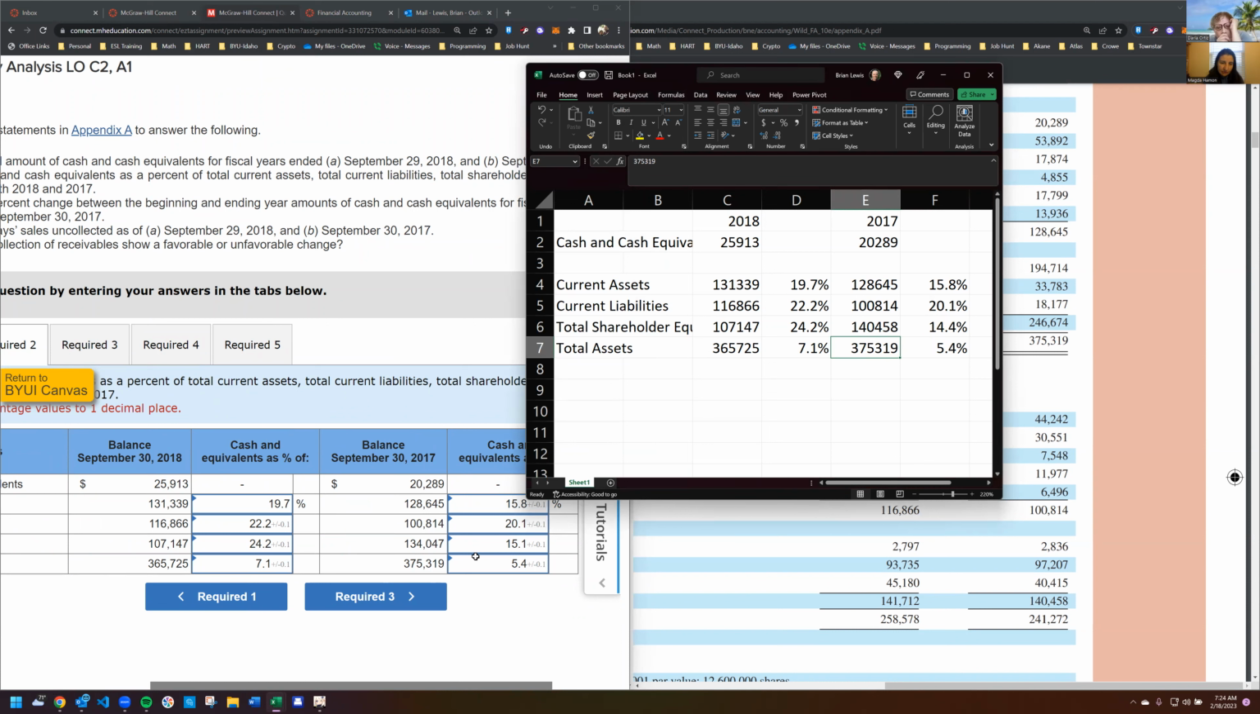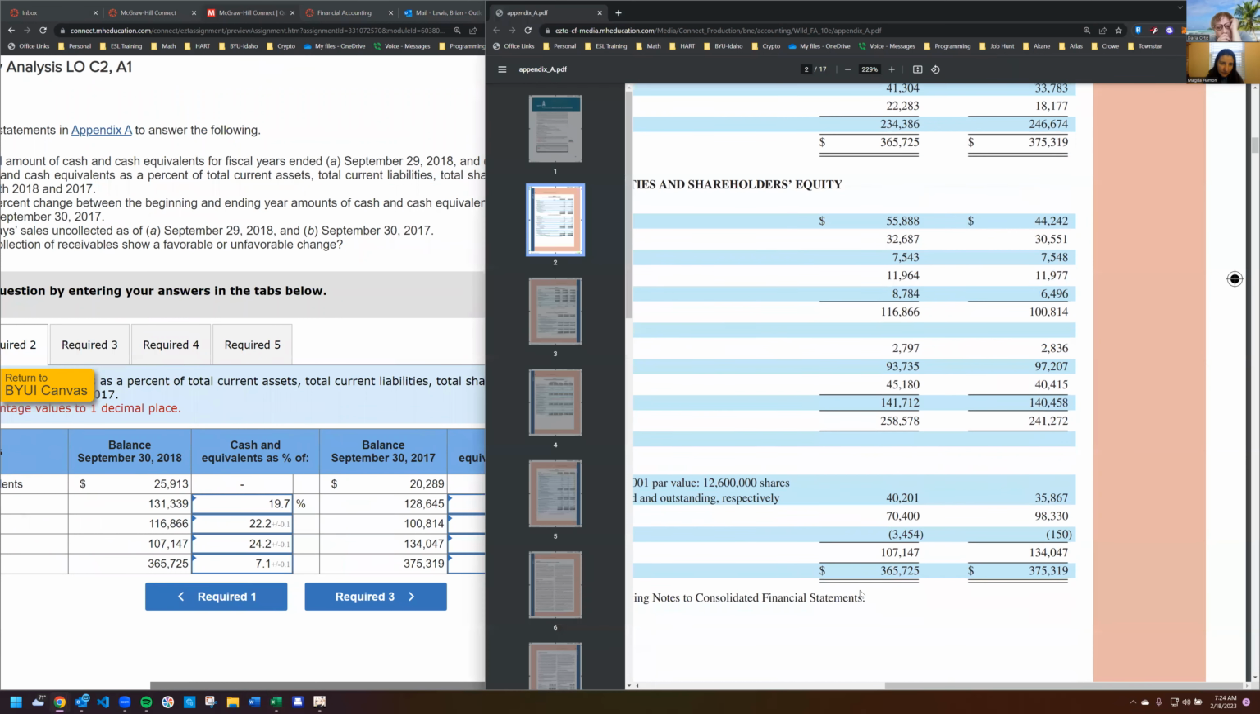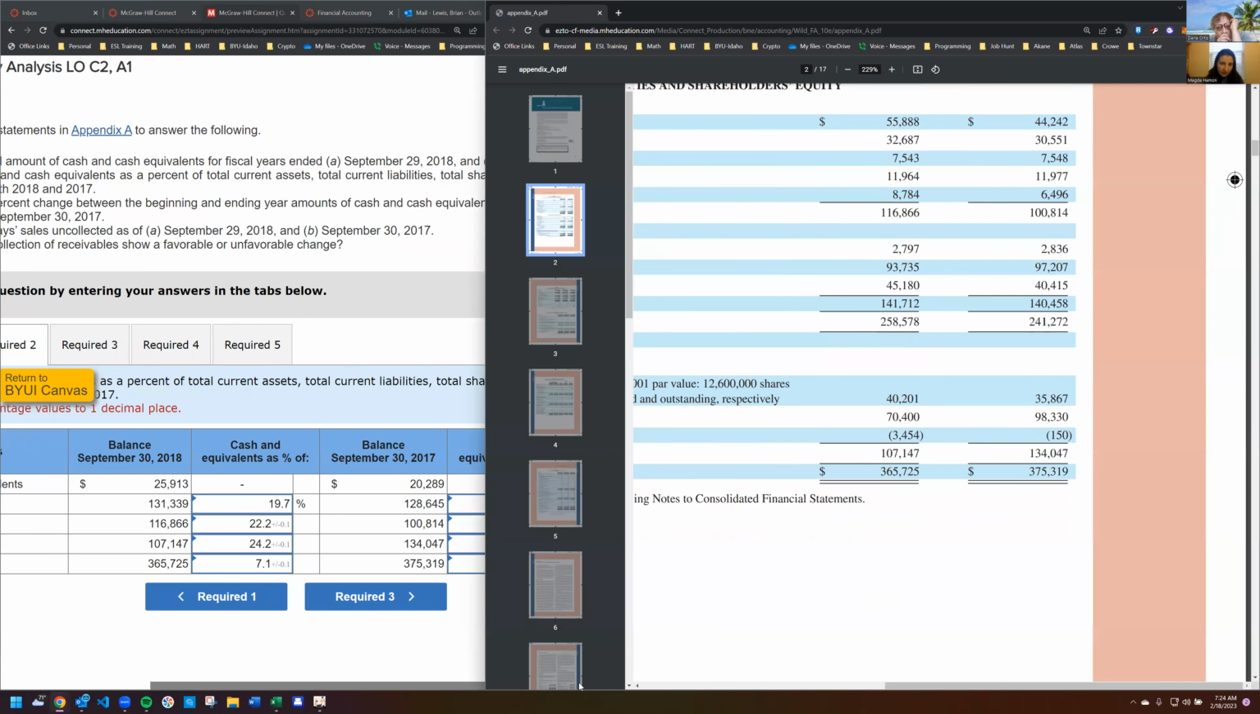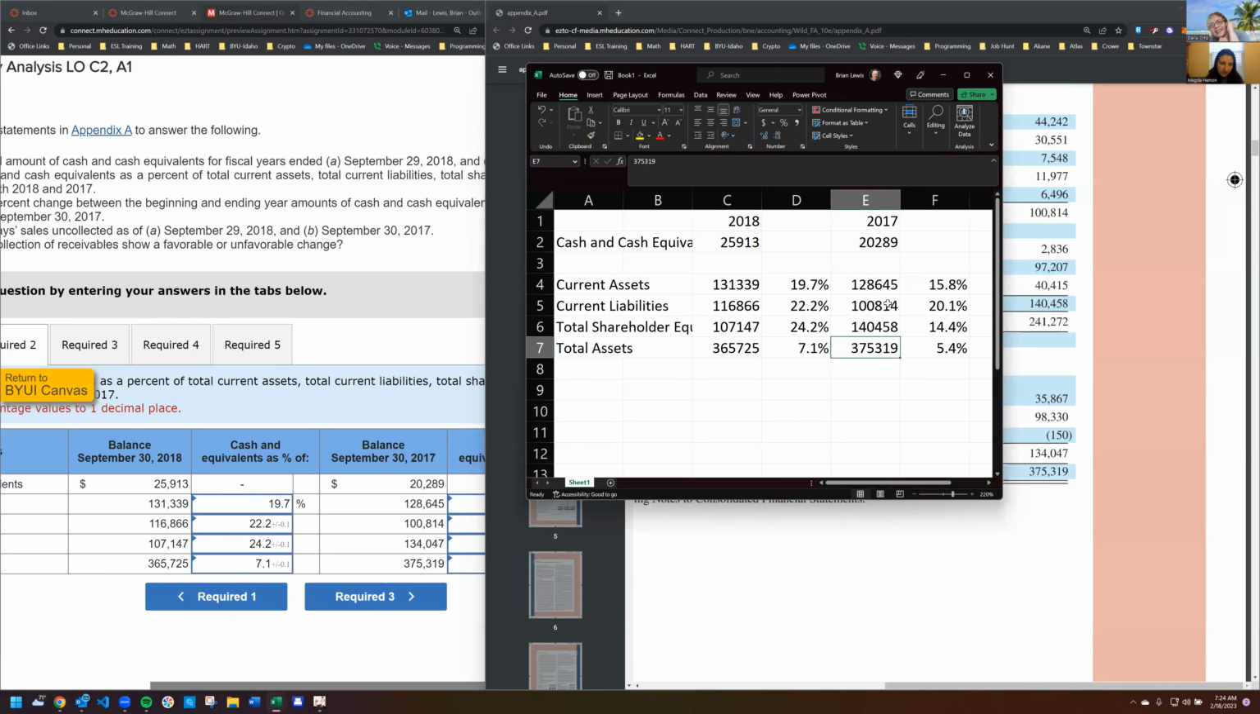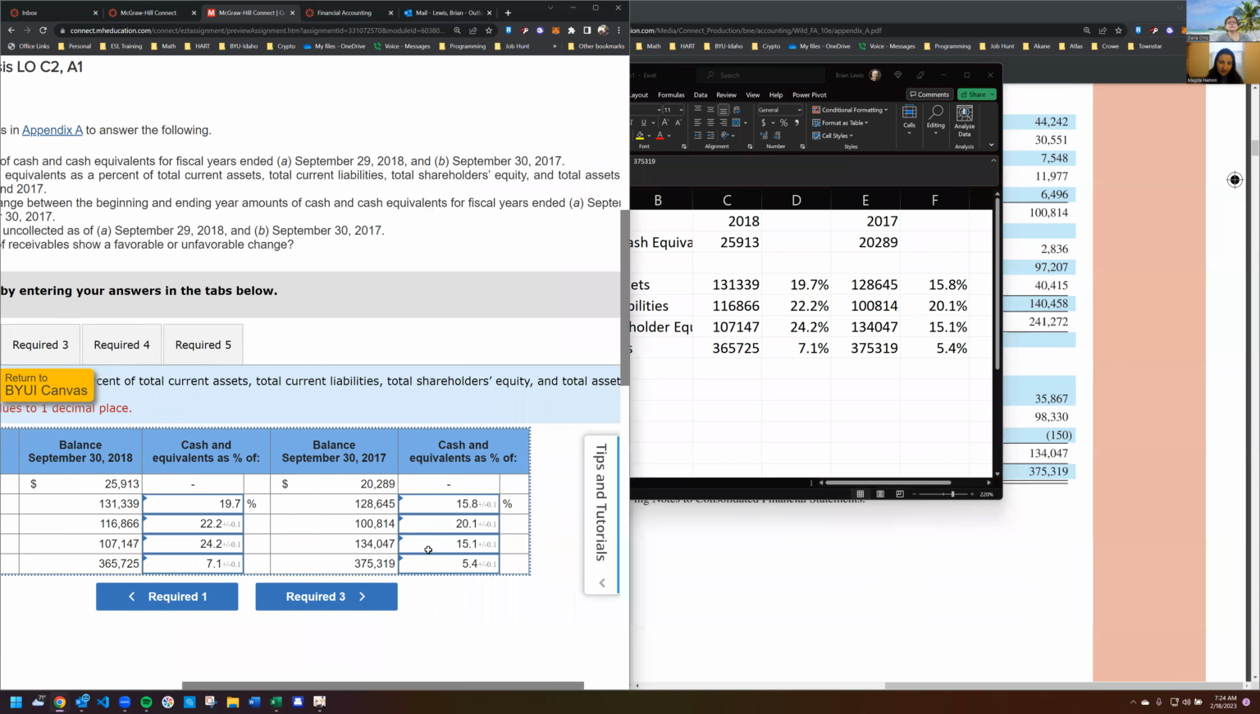14.4. Where did I get that wrong? Total shareholder equity. I must have gotten that wrong. 107. Oh, I didn't go down far enough. Sorry, my bad. That's what happens when you do this too fast. So it should be 134,047. Okay, so that's where I got it from, the balance sheet, excuse me. And so now it's 15.1. All's good.